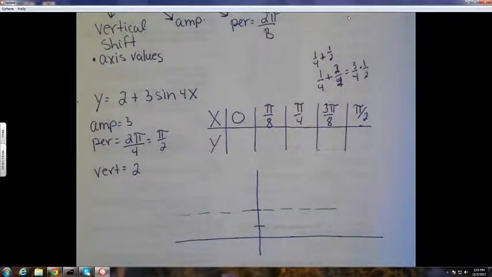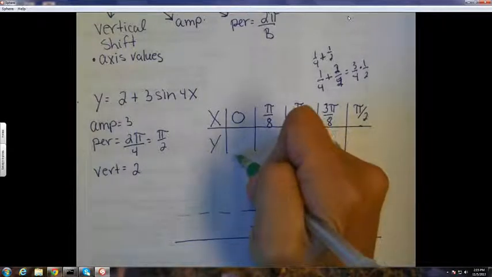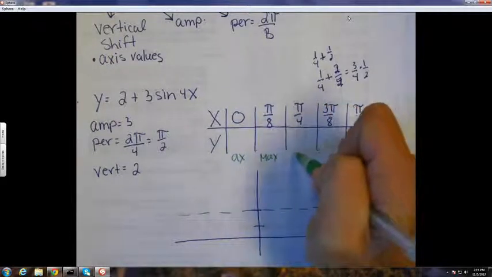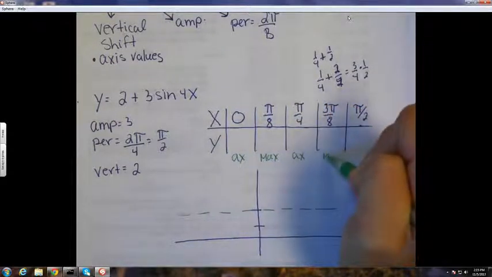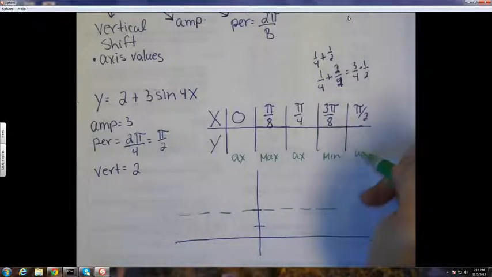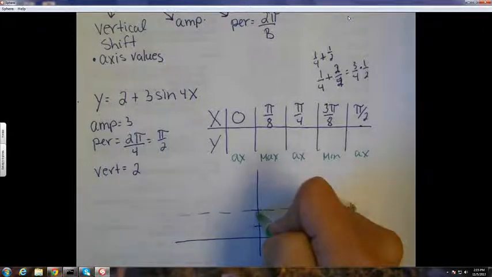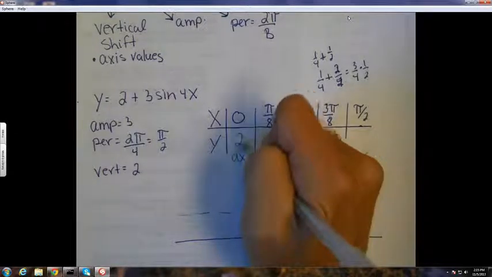Because I'm doing sine, what is sine's pattern? Where does sine start? At the axis. Then it goes to its max, comes back to the axis, goes to its min, finishes on the axis. Well, where is my axis value at? It's at 2. So my first y value is not 0, but 2.